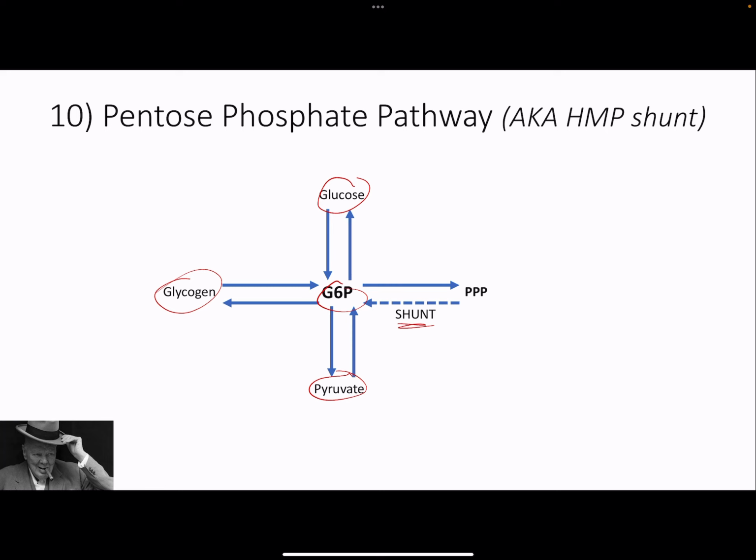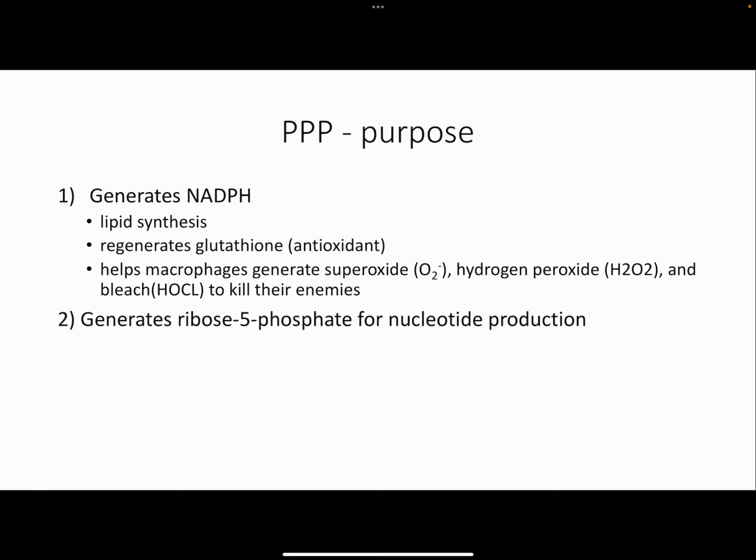And you don't always do that either, so it's kind of an asterisk on that. The purpose: making NADPH, not to be confused with NADH. It's a very similar molecule. It's just a phosphate on the 2' of the ribose structure. So it looks really similar, but it's crazy different. Making cholesterol, making fats, regenerating glutathione. You can also help macrophages create superoxides, hydrogen peroxides, and hypochlorous acid to kill things.